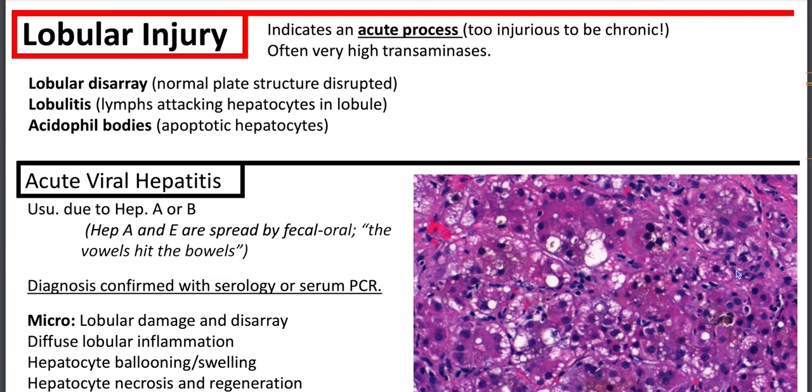Lobular injury, this is where I think of zone 2, where your hepatocytes are. They're not in the central vein, they're not in the portal tract, just a lobular injury. That indicates an acute process, too injurious to be chronic. Often, as such, you'll have very high transaminases. Now, let's define what lobular disarray is. That's when the normal plate structure of your hepatocytes is disrupted. Lobulitis, this is when your lymphs attack your hepatocytes in the lobule. Acidophil bodies, these are apoptotic hepatocytes.